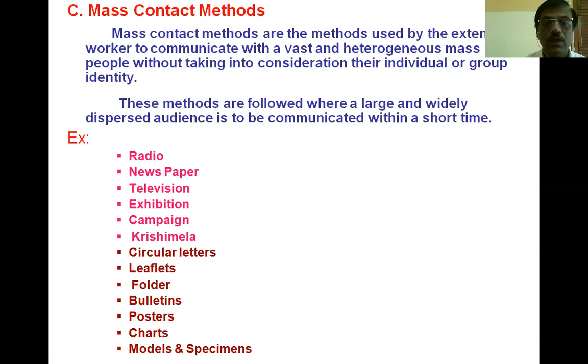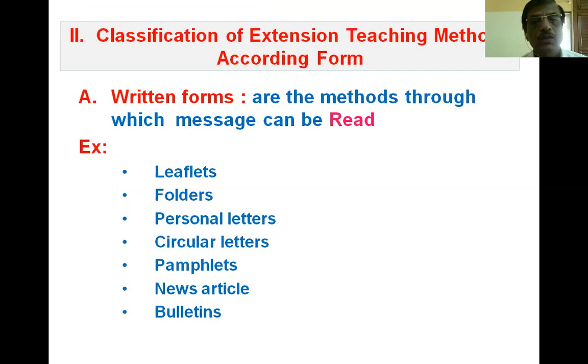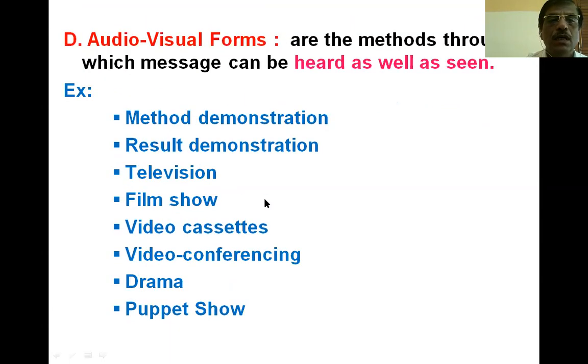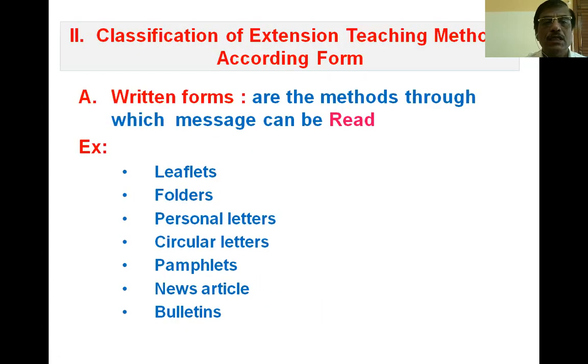So this is about the classification of extension teaching methods according to use. Then the classification of extension teaching methods according to form. According to form, as I told you, there are four types: written forms, spoken forms, visual forms, and audiovisual forms. Let us see these one by one.